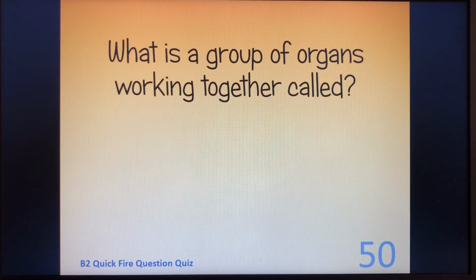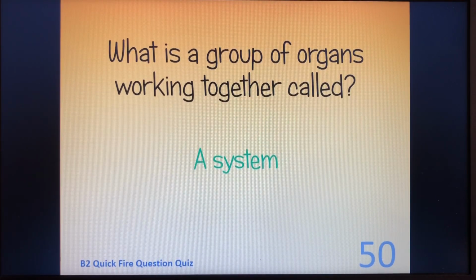And the final question, nice easy one to finish. What is a group of organs working together called? Examples are digestive, reproductive, muscular, skeletal, respiratory, and of course the answer is a system.